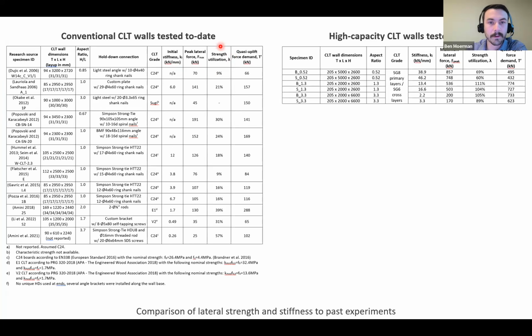But one thing that we wanted to really look at is what's our strength utilization here. That is basically how, based on the connections that were used, how close did we actually get to hitting the nominal strength of the CLT fibers. Previous tests were quite low, maybe around 20-25%. Some were a bit higher, but what we wanted to do is push that right up to 100%, and that's getting a much more efficient design.